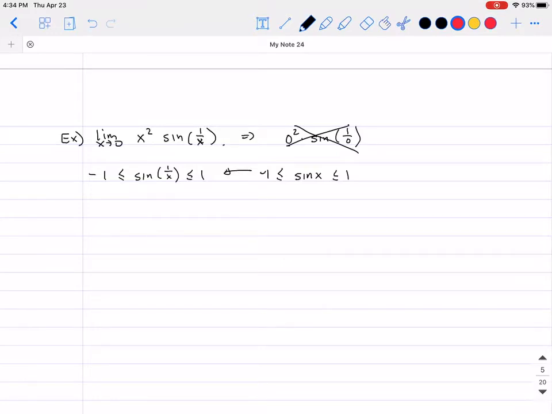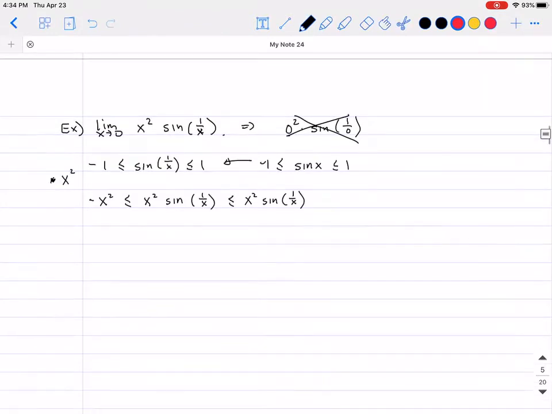Now, taking what we have there allows me to build into what I want. I'll take this inequality and multiply everything by x squared. On the left-hand side, we get -x squared is less than or equal to x squared sine of 1 over x, which is less than or equal to x squared. As soon as I do that, you'll notice that I'm setting up the squeeze theorem, where we have an upper function and a lower function. Oh, actually, hold on one second. This one here is not supposed to be there, because we're multiplying by just x squared.